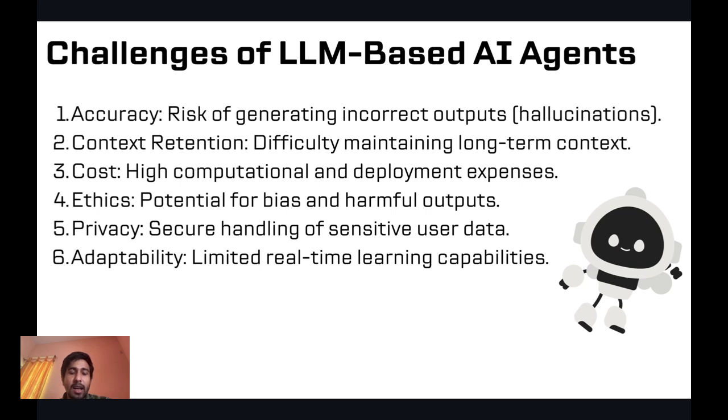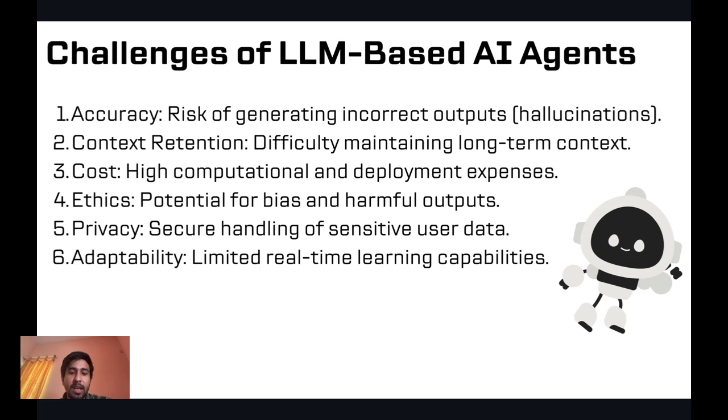And ethical scenarios, like potential for bias and harmful outputs, are also there, because the AI agents are basically using the LLM. If the LLM has some bias inside it, it can sometimes produce harmful outputs, and that will cause ethical issues. Privacy issues are also there. Sensitive user data should be handled very securely. If you are using LLMs and other LLM based APIs, data security issues may be there.